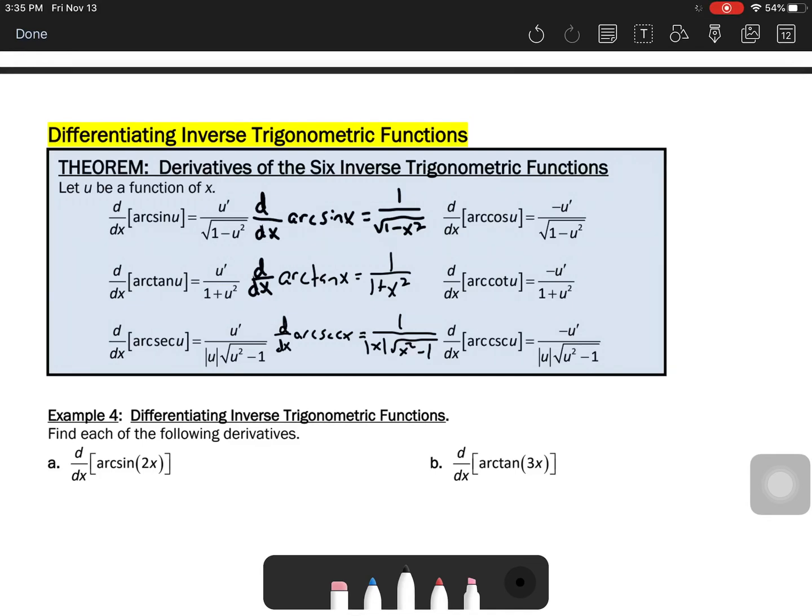Hey, AP Calculus class, we're going to finish up the last example. It has a few parts, but now we're going to look at actually finding the derivatives of some functions that involve the inverse trig functions that we have here.